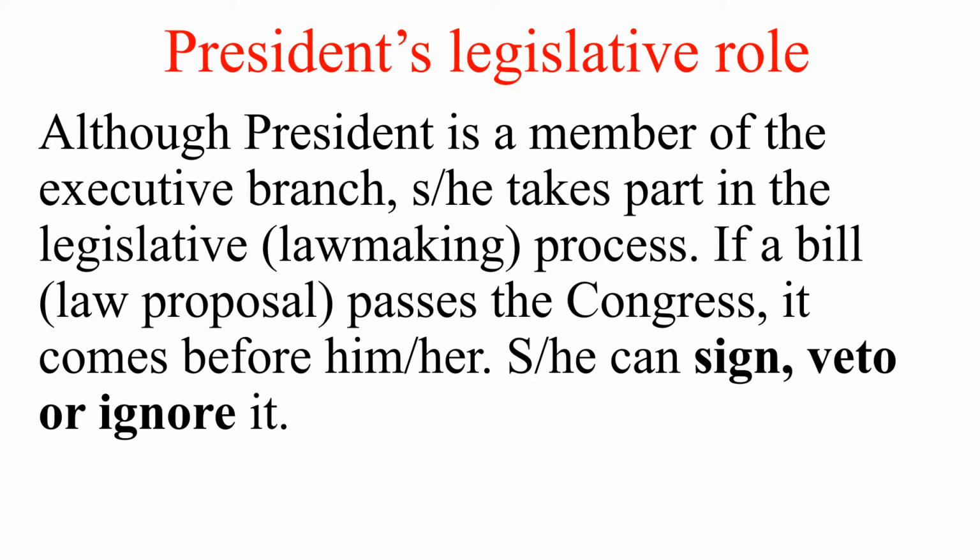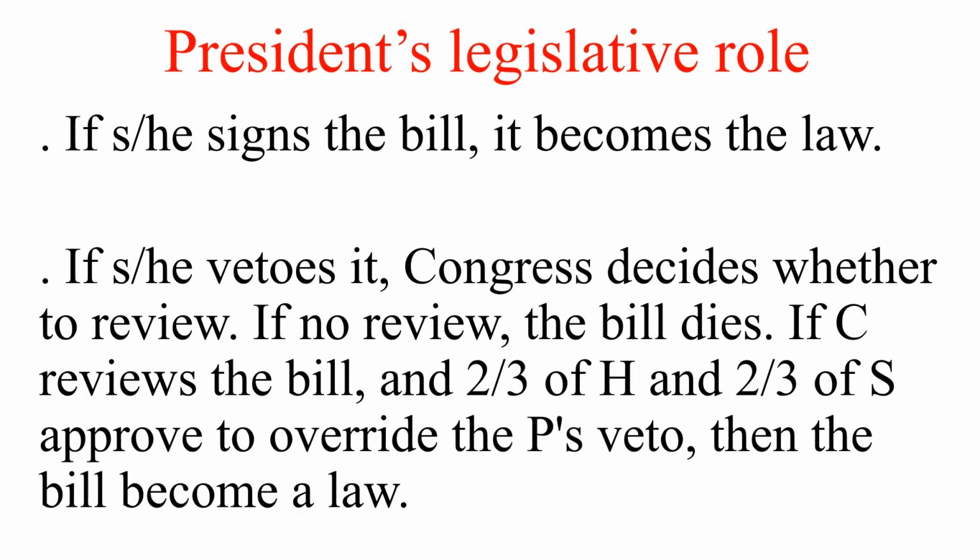So when a bill passes the Congress and comes before the president, he or she has three options. He can either sign, veto, or ignore the bill. If he signs it, it becomes the law. If he vetoes the bill, then the Congress can review the bill again, and if two-thirds of both the House and the Senate approve the bill, then the president's veto is considered to have been overridden and the bill becomes the law.